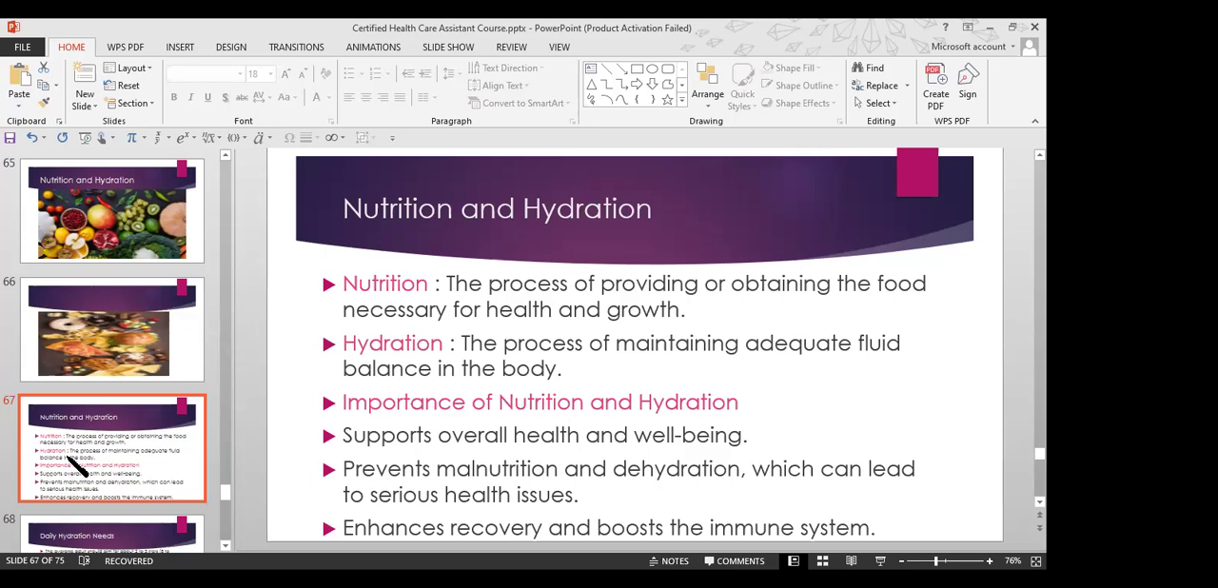When you actually eat well, you take water, it helps you not to be malnourished, and it helps you not to be dehydrated, which can lead to serious health issues. Now, most of us can relate to this. Dehydration is the fastest and easiest thing that can make someone just go to the other side of the wall. I've had a situation whereby someone was throwing up and at the same time purging.